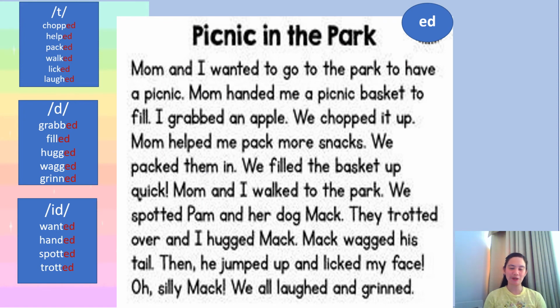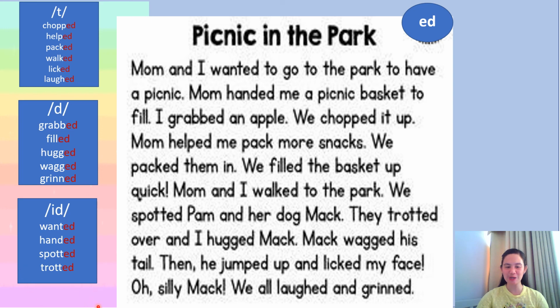Before we end with our topic today, let's have a paragraph reading first. But before that, let's read the words with ed to enunciate it correctly when we're going to read the paragraph later. T: chopped, helped, packed, walked, licked, laughed. D: grabbed, filled, hugged, wagged, grinned. Id: wanted, handed, spotted, trotted.